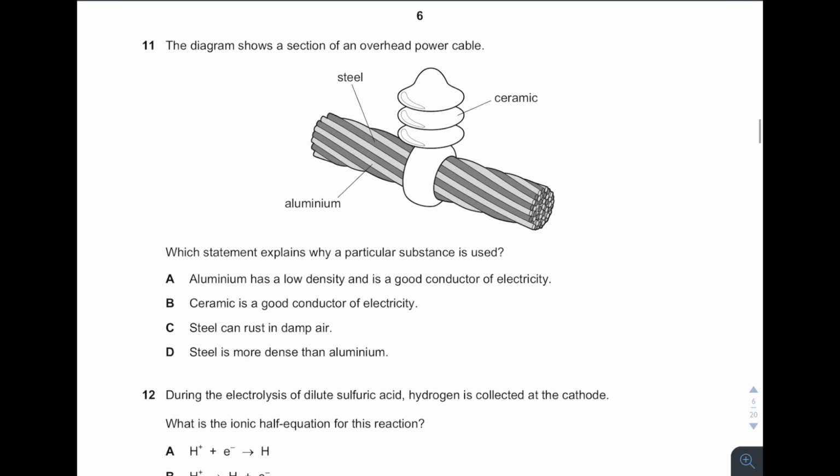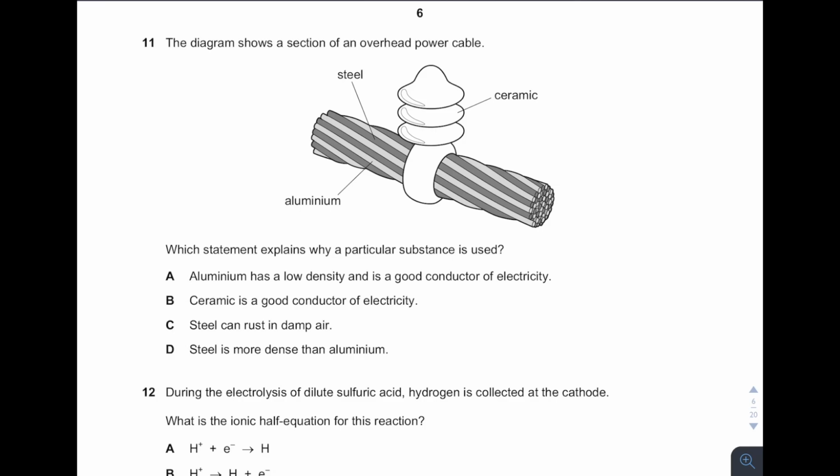Okay, then, given this, which statement explains why a particular substance is used? Okay, the answer is A. Remember, aluminium has low density and it is a good conductor of electricity. So you see why B cannot. Remember, ceramic is a non-metal, so it cannot conduct electricity. And steel, an alloy, cannot undergo rusting? No. And steel, basically, has nothing to do with the density.